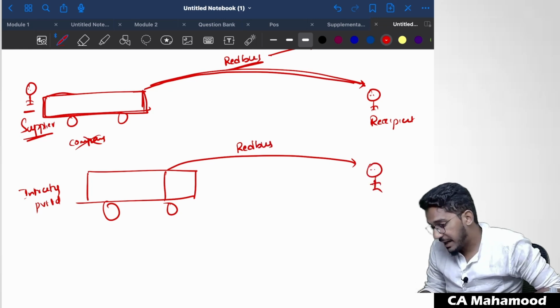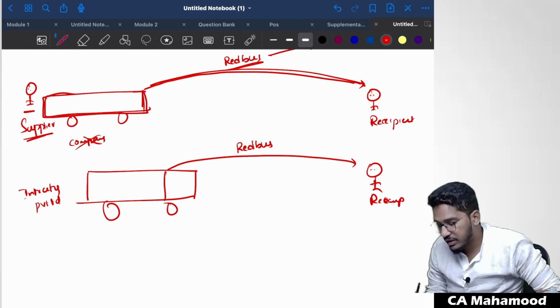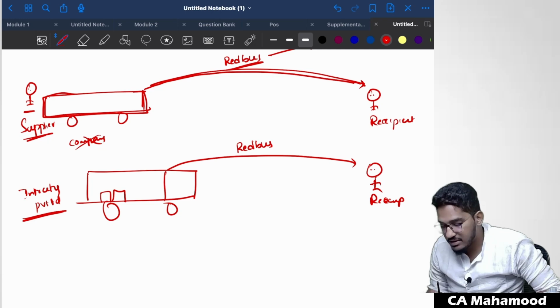So you are a passenger, you want to travel, you are the recipient. What you have done is you have booked a ticket in Intercity through the Red Bus app. So here, who is providing this passenger transportation service? The supplier is Intercity Private Limited.